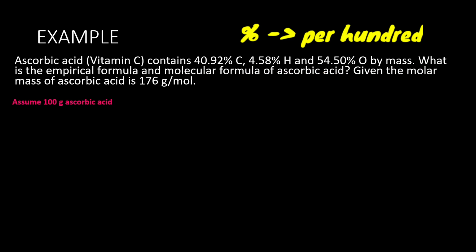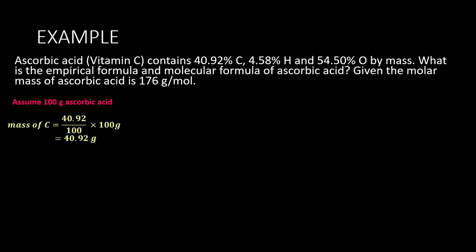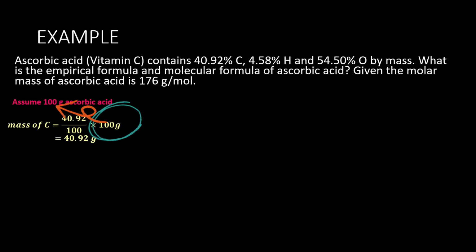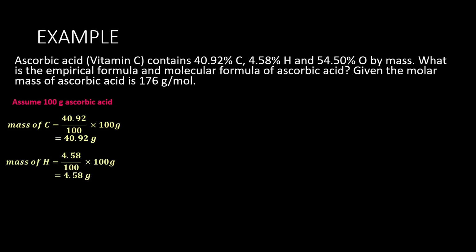Hence, in step number 2, when we calculate the mass of each element, for example, carbon, 40.92%, so 40.92 over 100, multiplied by total mass of ascorbic acid, which we assumed in step 1 equals 100 grams. And the 40.92 grams that we get is the mass of carbon. We do the same thing for mass of hydrogen. So 4.58%, so 4.58 over 100 multiplied by total mass of ascorbic acid, 100 grams, and we get 4.58 grams as the mass of hydrogen.